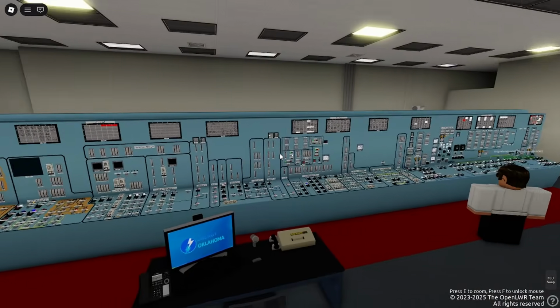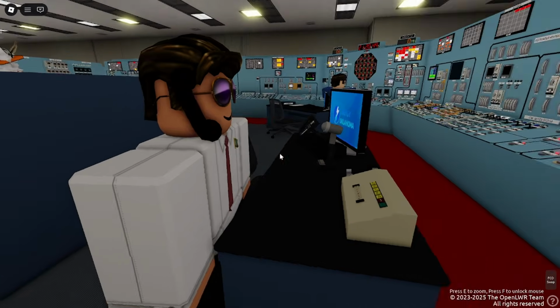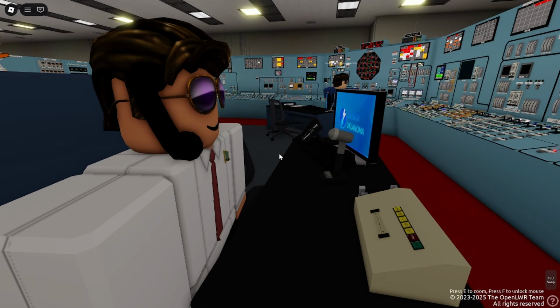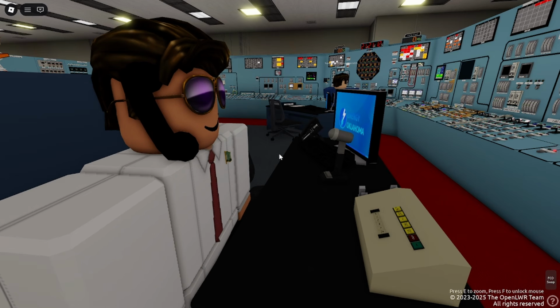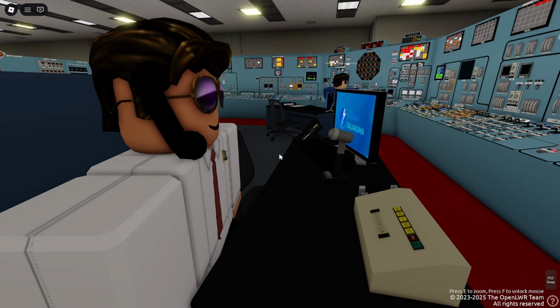That is correct. Field ops on party line 1 for control room. Control room. Yes, the investigation has found that the fuses for the switchgear for service water pump 1B are blown. Understand that the fuses for service water pump B switchgear are blown. That is correct. Do you require corrective actions? Yes, replace the service water pump B switchgear fuses. I understand. Replace switchgear service water pump 1B fuses. That is correct. Equipment operator out. Control room out.